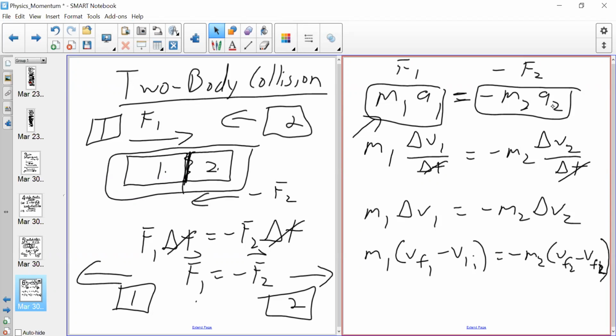But, Mr. Kelly? Yes? For the equation we just wrote down, the M VF1, for the second part, why is it two final velocities?